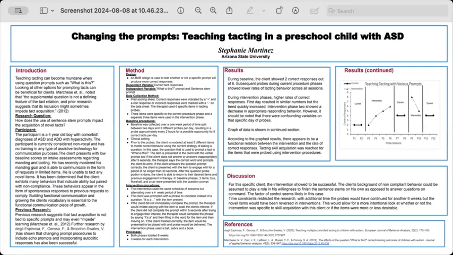Time constraints really restricted this research. With additional time, the probes would have continued for another 6 weeks, but the novel items would have been reversed in the interventions, and this would have allowed for more intentional time to look at whether or not the intervention was specific to skill acquisition with this client, or if the items were just more or less desirable.